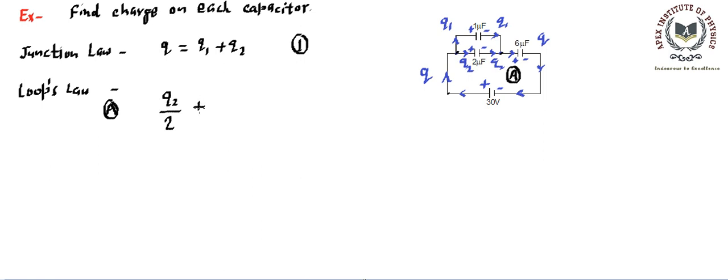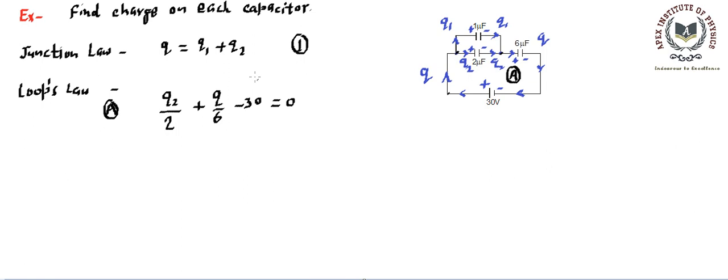Then we move ahead from this element. The next element is this one. Again there is going to be a drop because we are moving from plus to minus. So that's the charge divided by the capacitance, which is 6. And proceeding further, we encounter this element, which has a potential gain of 30, so we write minus 30. This must be equal to 0. Let's call that equation number 2.